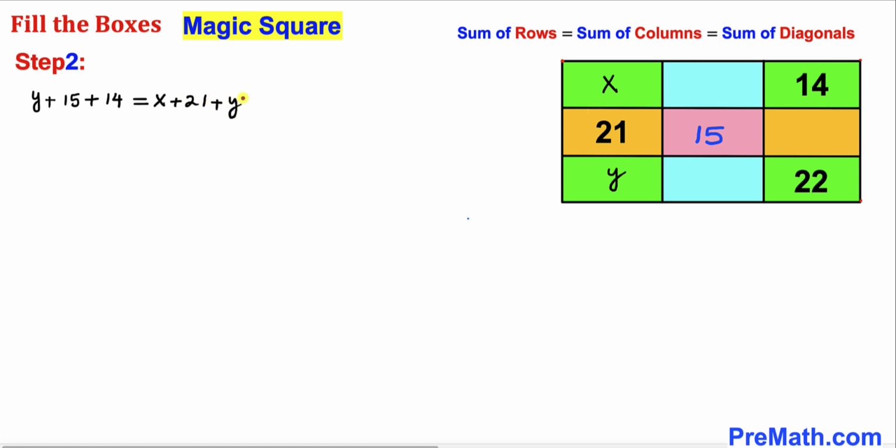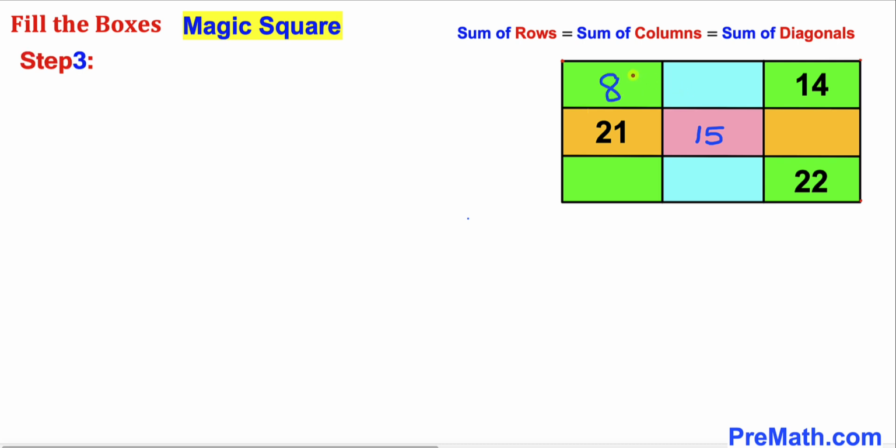Now we can see this Y and Y cancel out. So on the left hand side we end up with 29 equals X plus 21. Let's subtract 21 from both sides. This is gone. So our X value simply turns out to be 29 minus 21, which gives us 8. Thus, I am going to replace this X by 8.